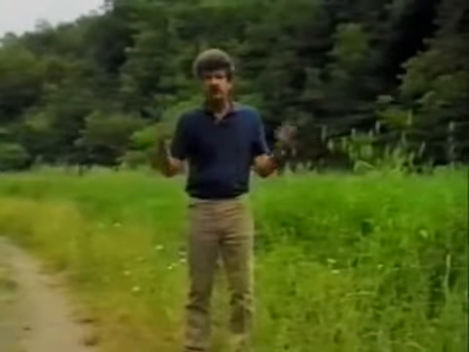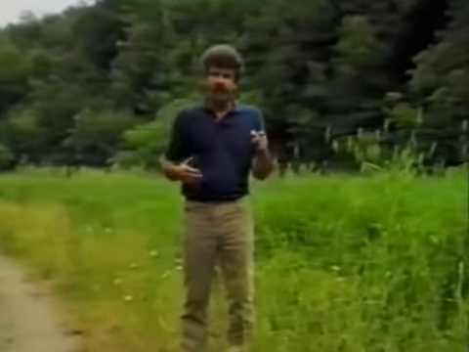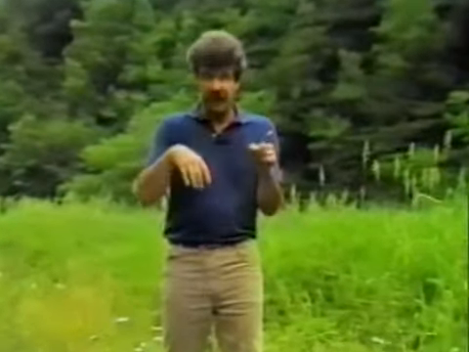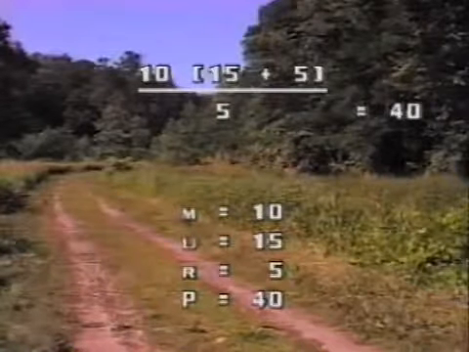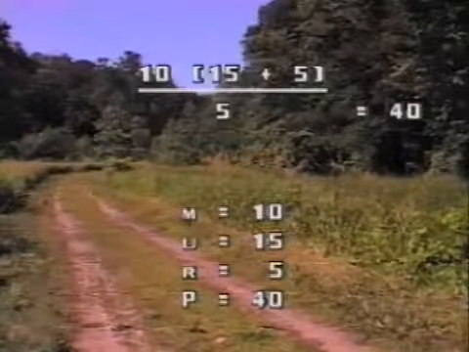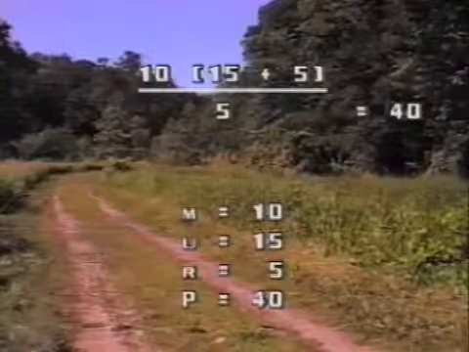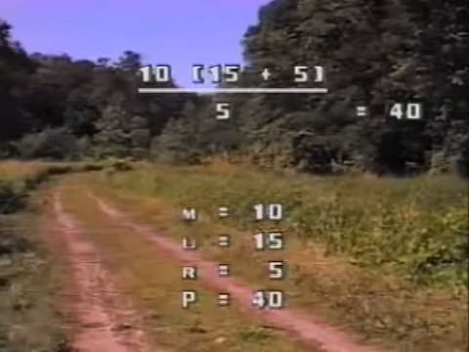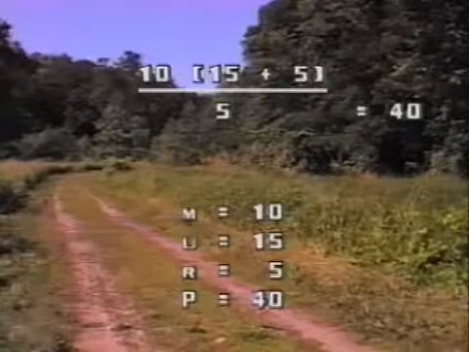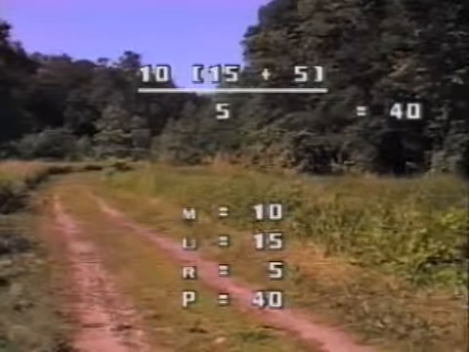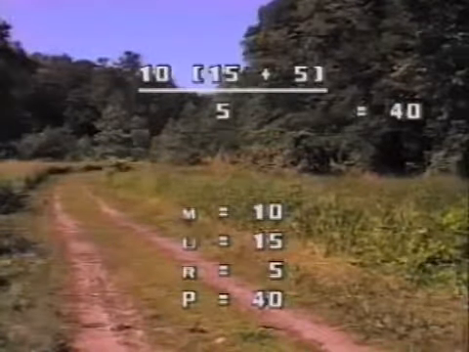So in this case, it's a simple equation of 5 times the quantity 10 times the quantity 15 plus 5, okay? Or 10 times 20, that's 200, divided by the quantity of 5. So 5 into 200 is 40. So your population estimate, P, is 40.